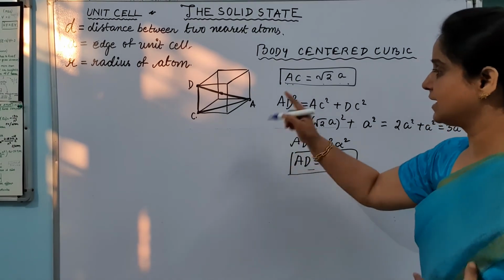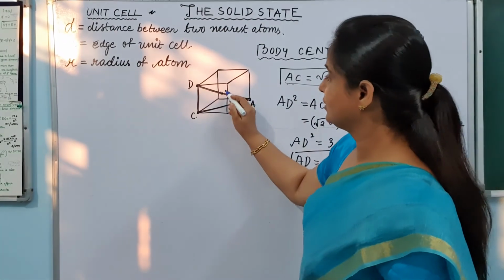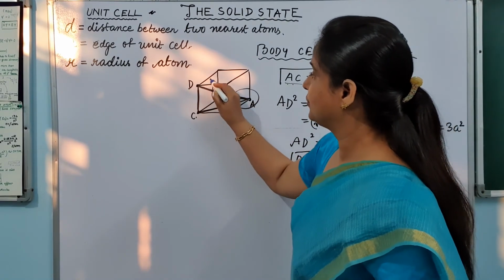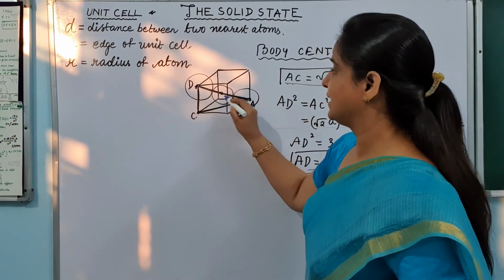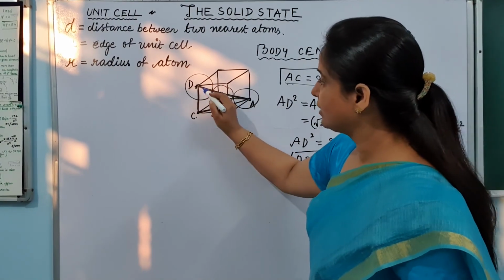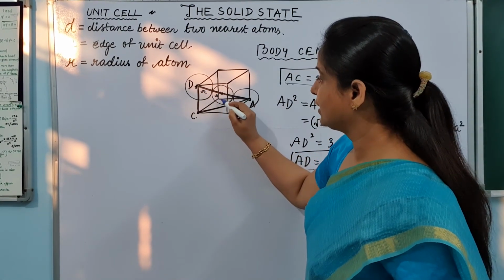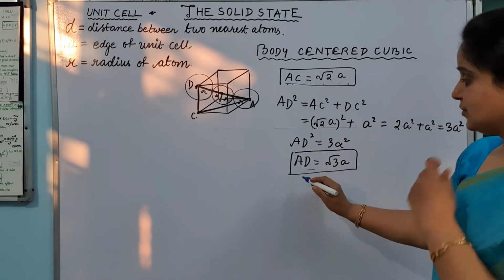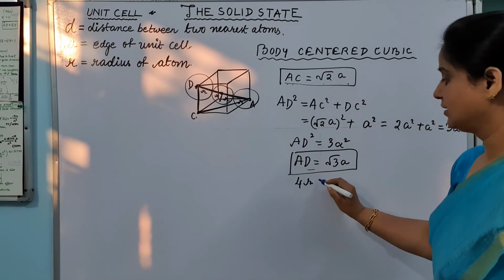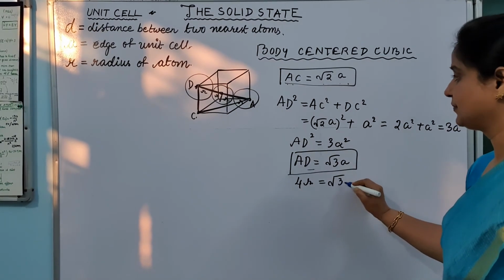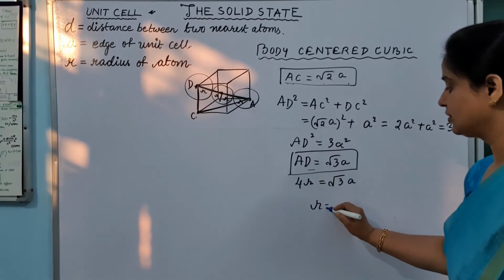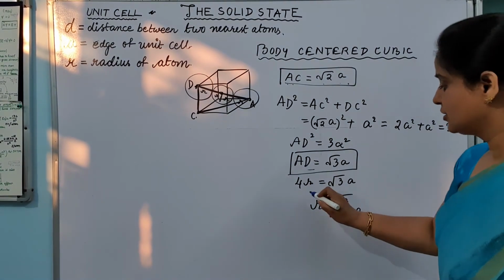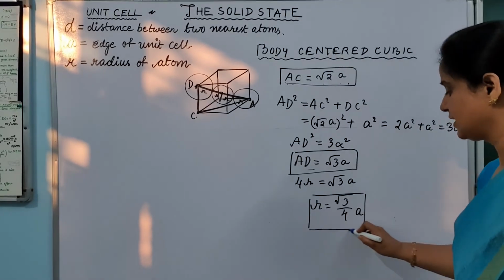Now look at this AD. What is AD here? You know there is one ball at the center, one ball here and one ball here. So this is AD. Can you see there are 1R, 2R, 3R and 4R? So can I write AD equals 4R? 4R equals root 3A, and R will be equal to root 3 by 4 A. Simple. So this is the relationship between R and A.